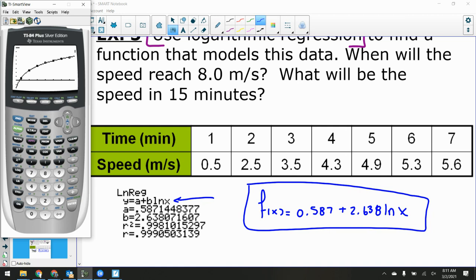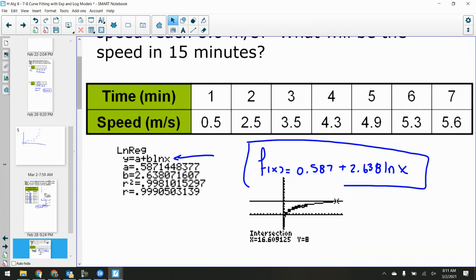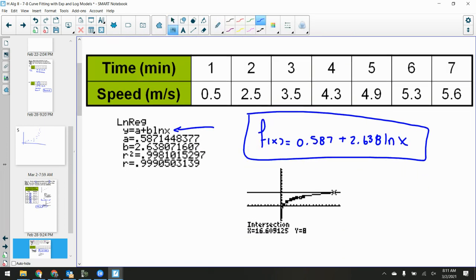Probably not going to see it on my screen. There's 8 coming across, so I'll probably have to zoom out. Zoom 3, enter. Remember, I could have manipulated my window manually without using the zooms, and brought it above 8, and I'm sure I would have seen it. So I second calculate the intersection point. Enter, enter, enter. 16.61 minutes. That's how long it would take for the speed to reach 8 meters per second.